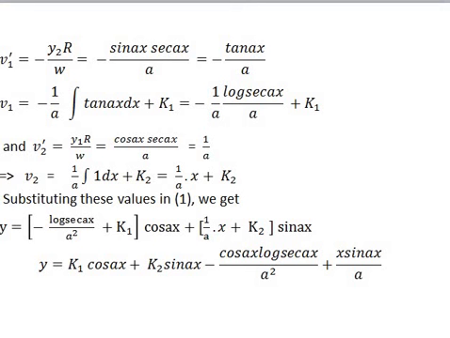So substituting these values in equation 1, we get y is equal to v1 of x y1 plus v2 of x into y2. We substitute v1, that is minus 1 by a log secant ax divided by a plus k1, into cos ax, plus 1 by a x plus k2 into sin ax. Therefore, y is equal to k1 cos ax plus k2 sin ax minus cos ax into log secant ax divided by a square, plus x sin ax divided by a.